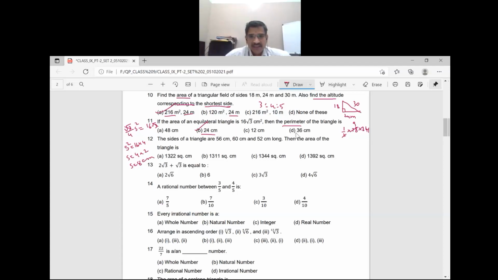So next, moving on to question number 12, the sides of a triangle are 56, 60, 52 centimeters. Find the area. Is this something special? Is it forming any Pythagoras triplet? That question comes. Okay. So when we are not able to do it that way, go ahead with the semi-perimeter. Semi-perimeter, you know, is the sum of the sides by 2.